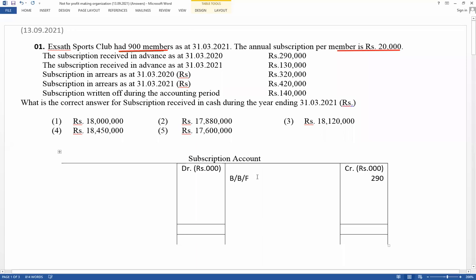Opening liability. Think about 31st March 21 as our accounting period. Therefore, 31st March 20 means the previous year closing balance became this year's opening balance. As well as, subscription received in advance on 31st March 21 is given, that is a closing balance. Subscription received in advance closing balance is 130,000. That value is a balance carried down from the debit side to the credit side. Therefore, as a balance carried down, debit side to credit side, 130,000, and that value should be included as a balance brought forward on the credit side.